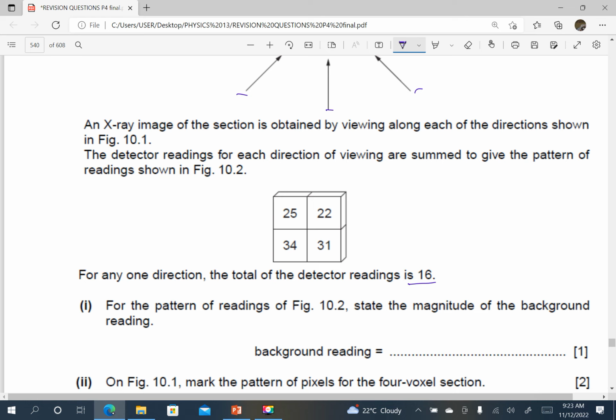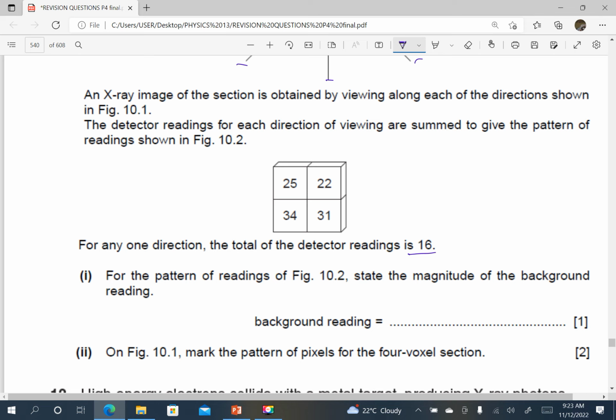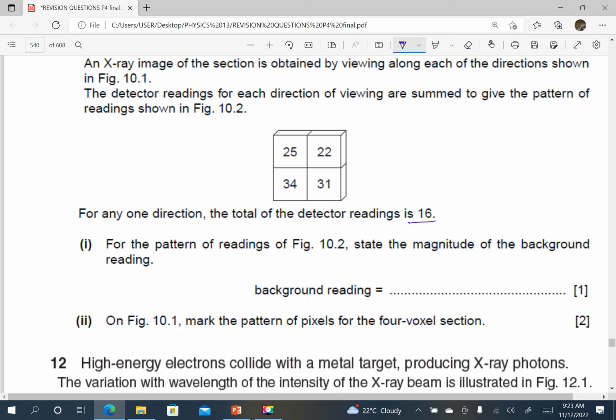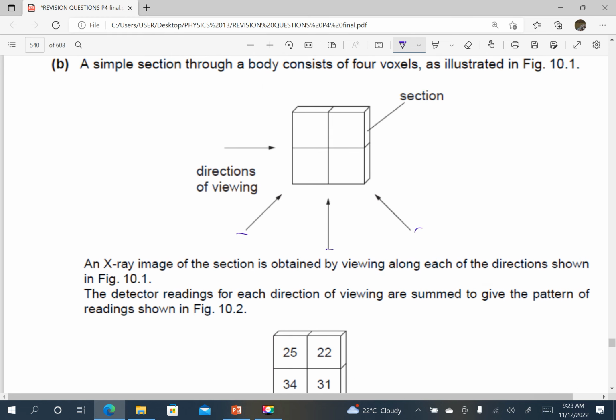So we say this is going to be the background intensity, the sum of the detector readings in any one direction. For the pattern of the readings in figure 10.2, state the magnitude of the background radiation. Of course, you should now be able to know that the background radiation is 16. On the figure, mark the pattern of the pixels for the 4 voxel section. So you want to put the pattern of the readings on this figure here. So you can first of all think about it and see if you'll come up with the same values as I would.